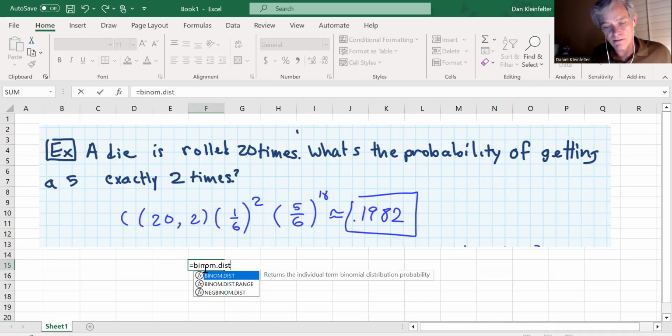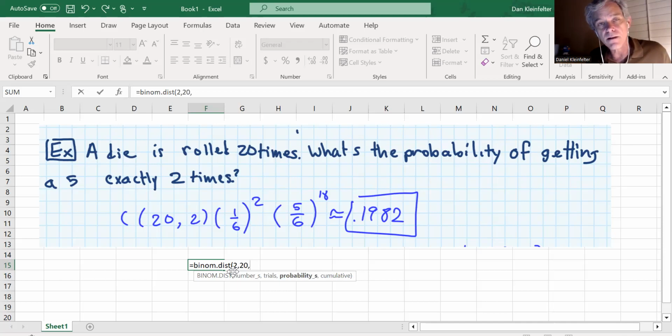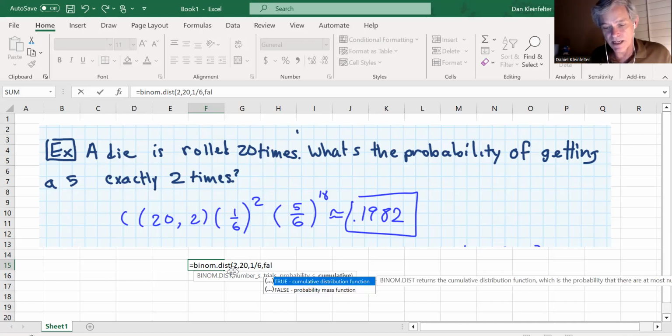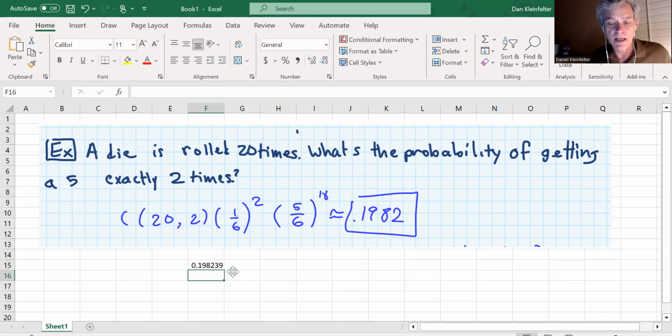And then left parenthesis. One thing that's nice is that it's going to give us a little clue here about what it is that we're supposed to type next. Here, remember, the x comes next. So this time we wanted 2. And we're doing 20 total trials. And the probability of getting a 5 was 1/6. And for this one, we didn't want the cumulative one, so we're going to say false. And then close the parenthesis and hit enter. And there we get our 0.198239.